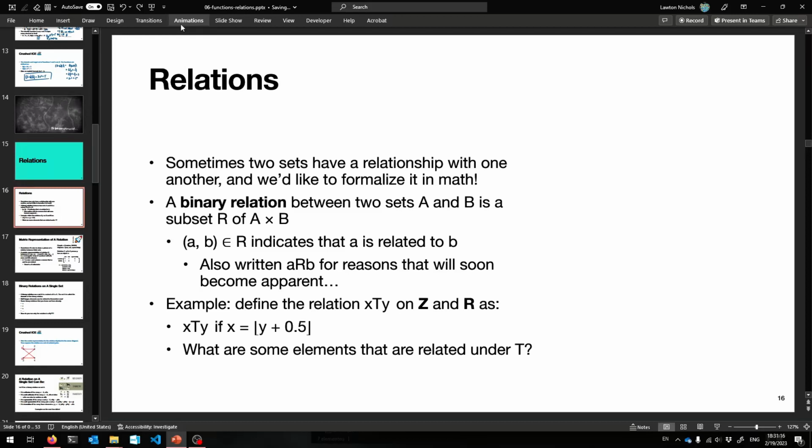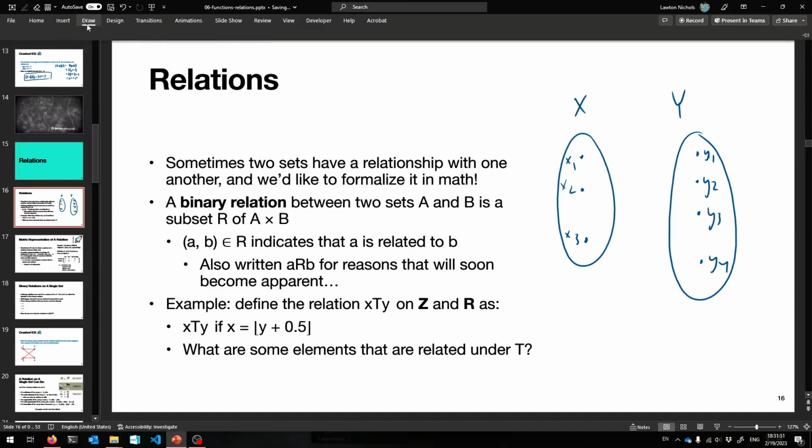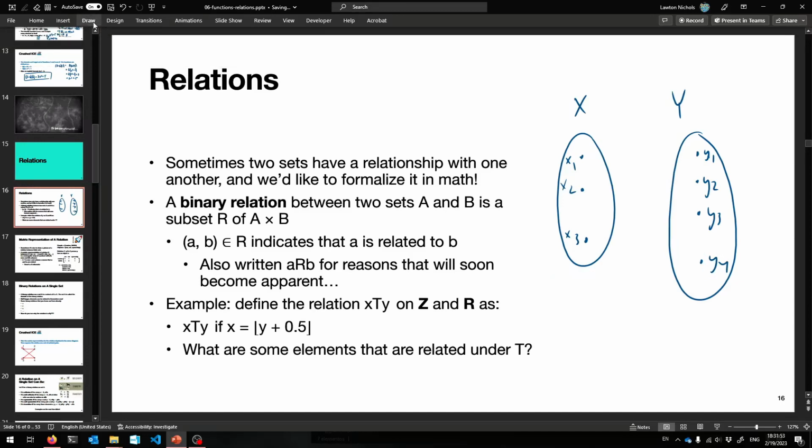So let's say that I have two sets again, x and y, just the same as last time when we defined functions. I've got 3 elements of x. That's what x is, that's the set. And then I've got 4 elements for y: y1, y2, y3, y4. And those are the 2 sets, and there is a relationship between certain elements. Doesn't matter what that relationship is, I would like to link elements of x to elements of y. That's what a relation does.